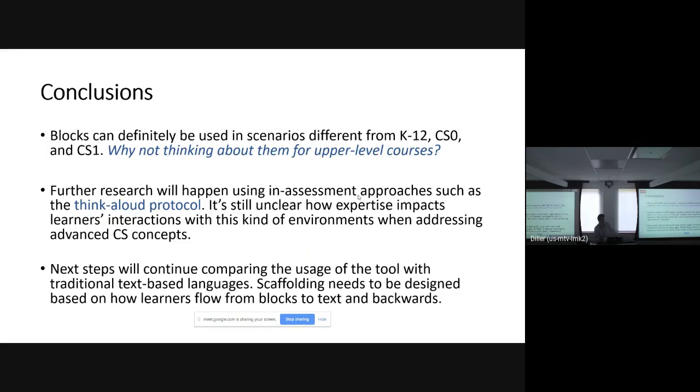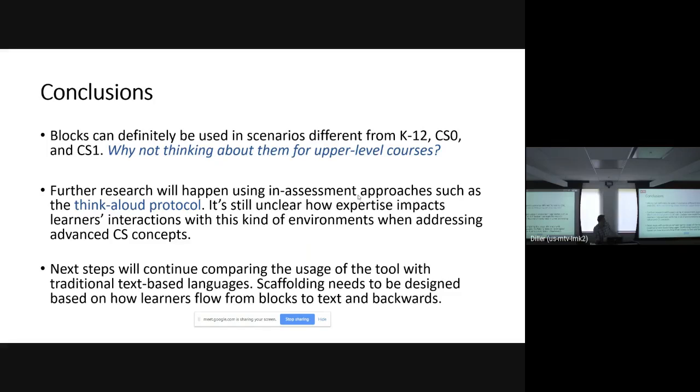Yes, and questions like why not using blocks in upper level courses, like thinking of them for courses like operating systems, functional programming courses, or stuff happening in upper level. That's a question that we need to ask, and especially for the communities on computer science education, that's a question that we need to bring. Why not having blocks in other contexts that are not just teaching basic programming?